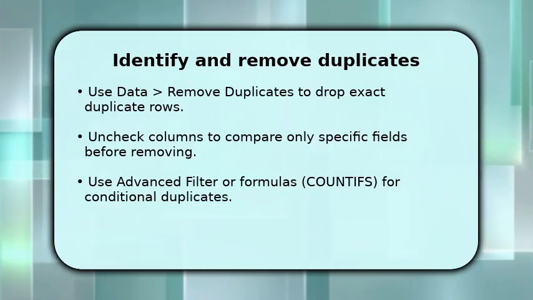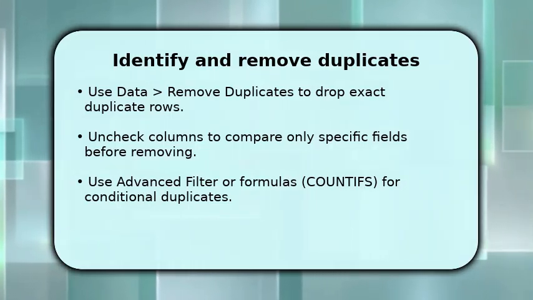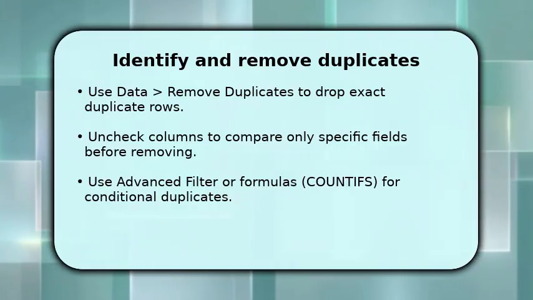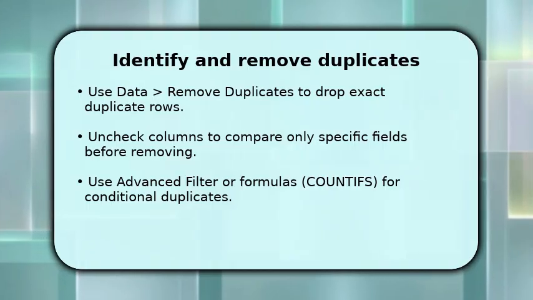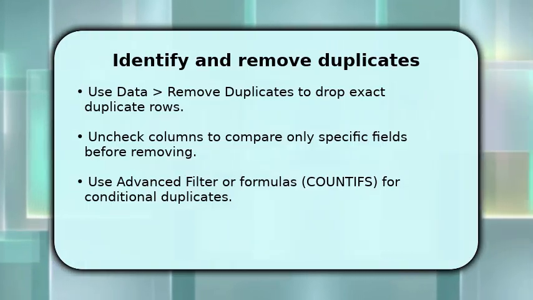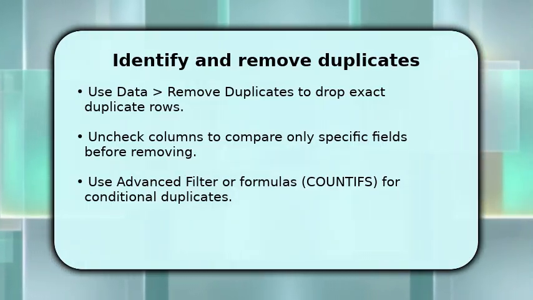If criteria are more complex, use Advanced Filter to extract unique records or create a helper column with COUNTIFS to mark first occurrences, then filter and delete non-first instances. These options finish by visually verifying results.